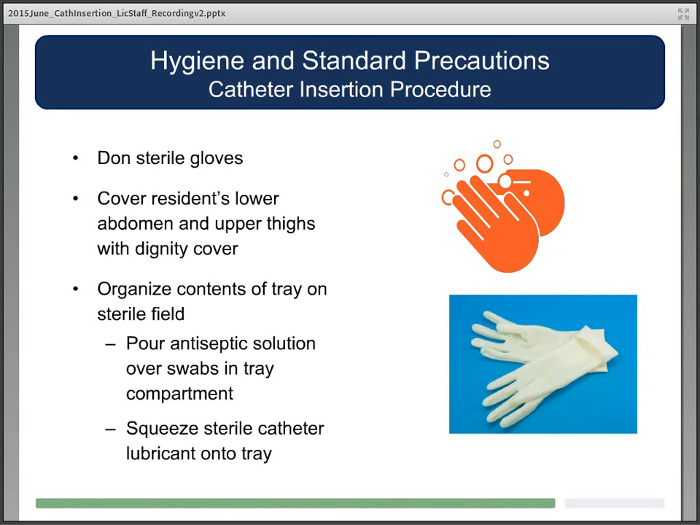Pour the antiseptic solution over the swabs in the tray and squeeze the sterile lubricant onto the tray. The key here is preparation. The more you have prepared and ready to use, the less likely you are to make a mistake. And it's more likely that the procedure will go quickly, smoothly, and that you'll keep things aseptic.